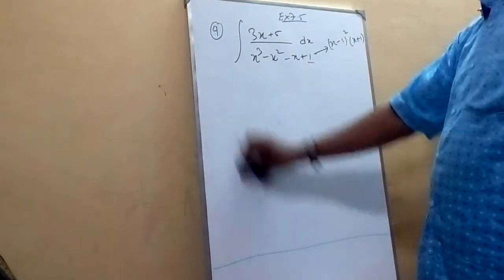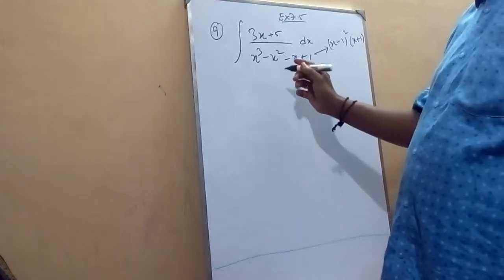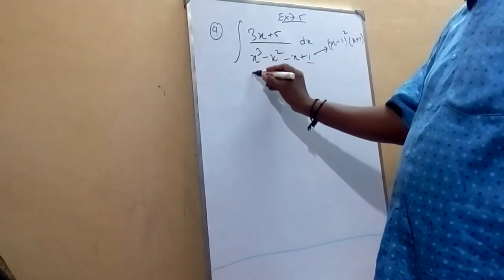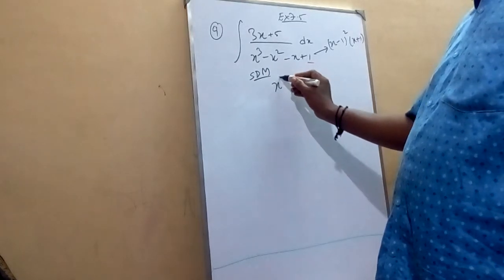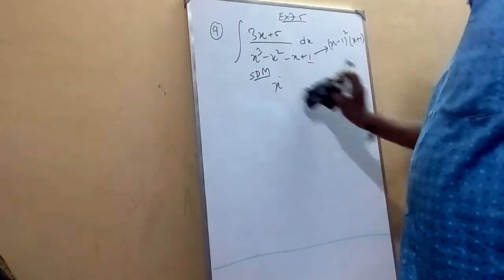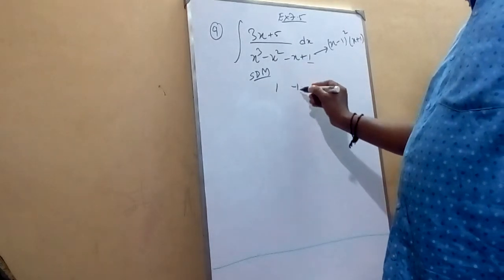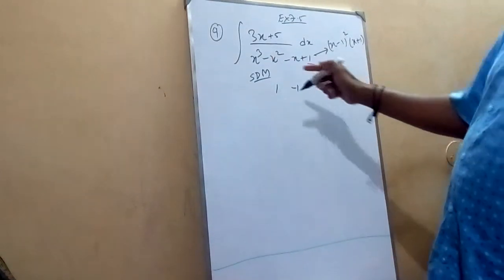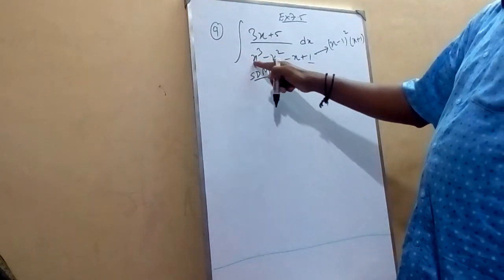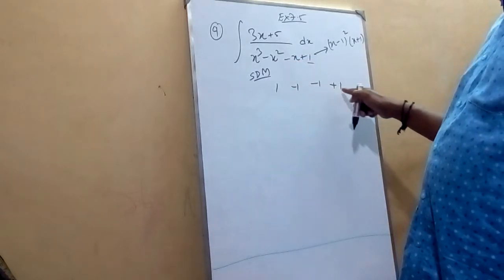One more method is there, I will tell you that method also: the synthetic division method. For x cube, I have to write the coefficients of these values: 1, minus 1, minus 1, plus 1. I am writing the coefficients of this polynomial.